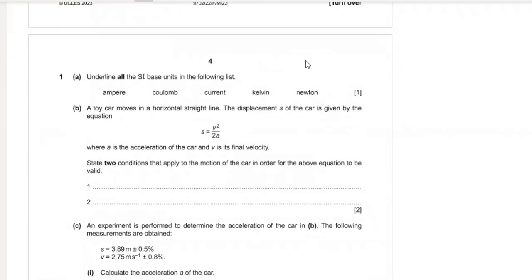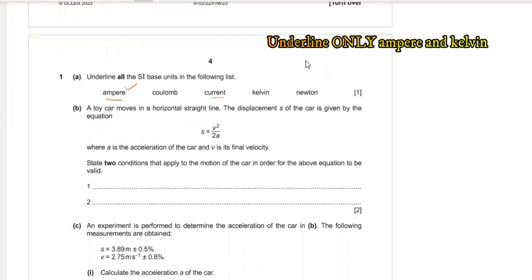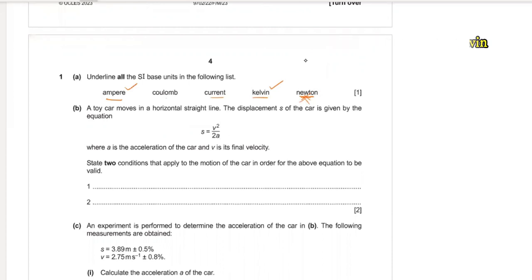Part A, underline all the SI base units in the following list. The base units: this is amperes. Coulomb is a derived unit. Current is not a unit, current is a quantity. Kelvin is a base unit. Newton is a derived unit. So the answers here are ampere and Kelvin.